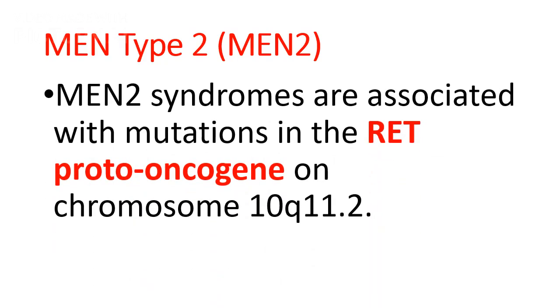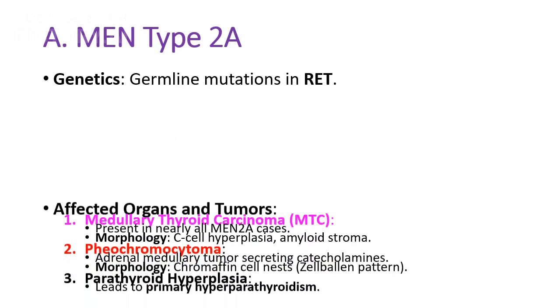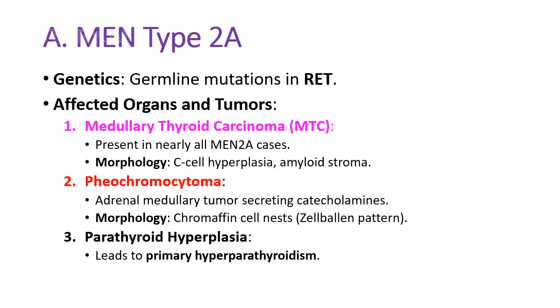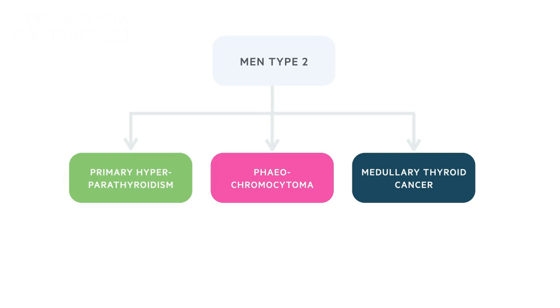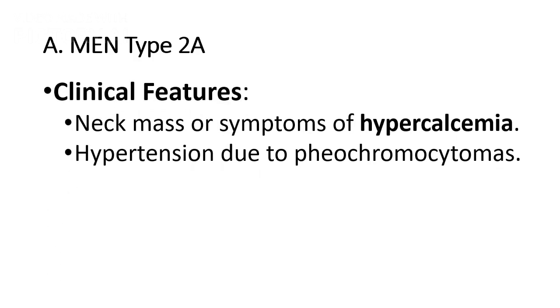MEN2 syndromes are associated with mutations in the RET proto-oncogene on chromosome 10q11.2, leading to a different set of clinical manifestations compared to MEN1. MEN2A is characterized by germline mutations in the RET gene, leading to medullary thyroid carcinoma, pheochromocytoma, and parathyroid hyperplasia. MEN2A involves primary hyperparathyroidism, pheochromocytoma, and medullary thyroid cancer, each contributing to the syndrome's complexity. Clinical features of MEN2A include neck mass or symptoms of hypercalcemia, and hypertension due to pheochromocytomas.